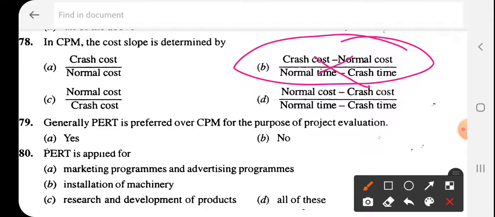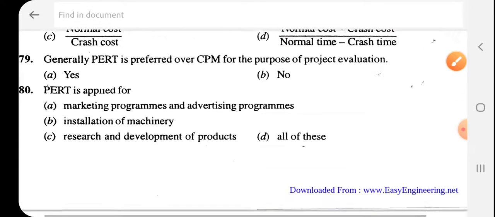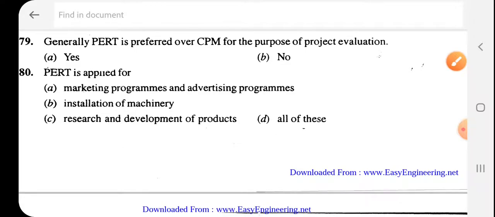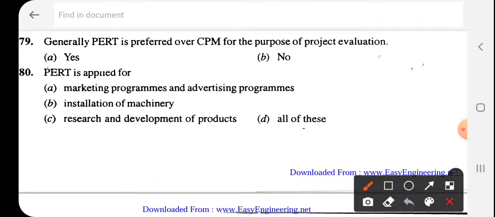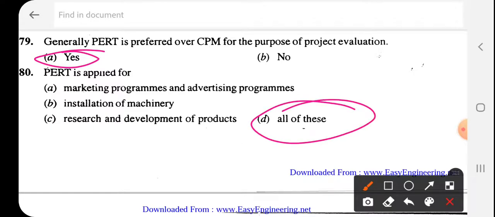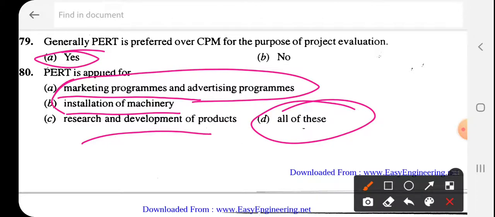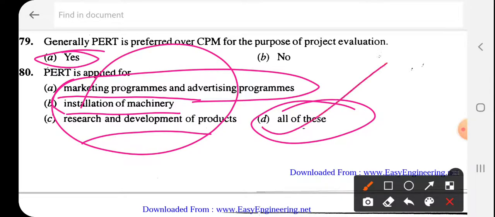Okay, general part is represented over CPM for a purpose of project evaluation. Okay, that is 79, that is the correct statement. PERT is applied for all of the above: research and development, products, installation of machinery, making programs and advertising, planning. All of this it will be applied. Okay, so D is the correct answer.